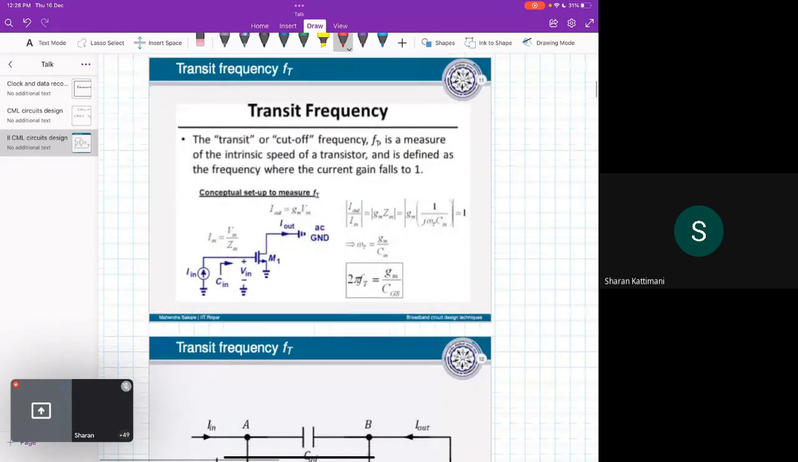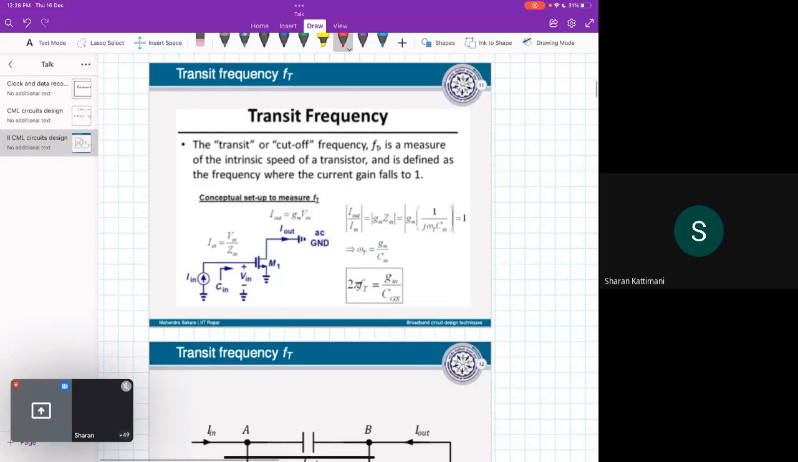Before moving to the next speed improvement technique, I want to introduce a term called transit frequency. The transit frequency is a measure of the intrinsic speed of a transistor. This is the maximum speed a transistor can achieve when all the favorable conditions are provided to it.